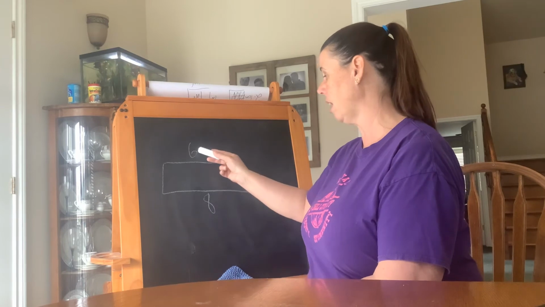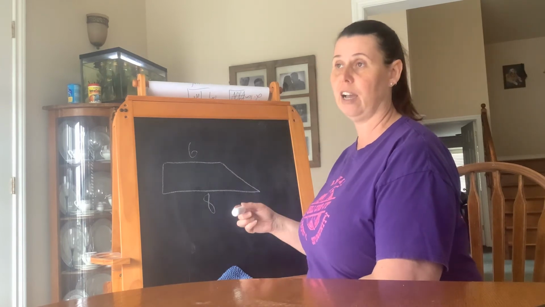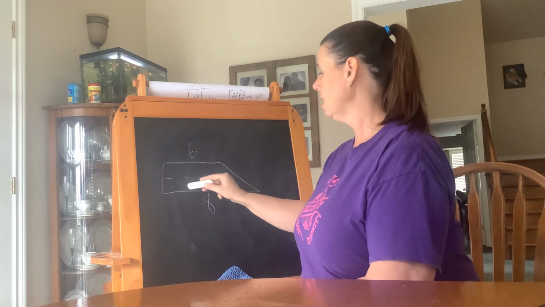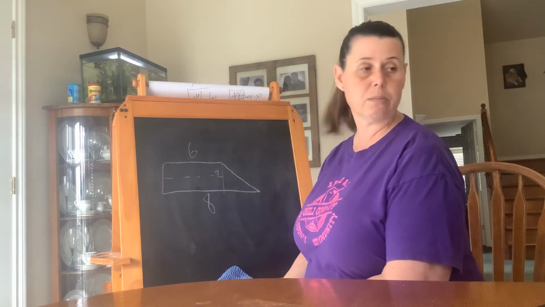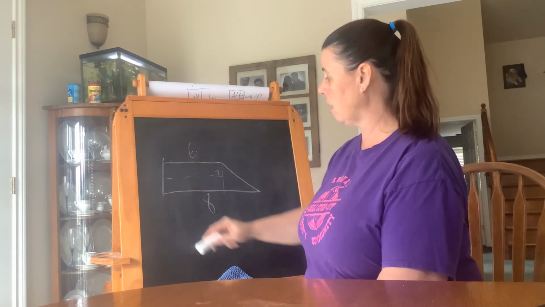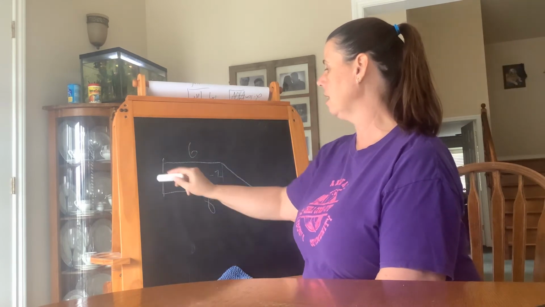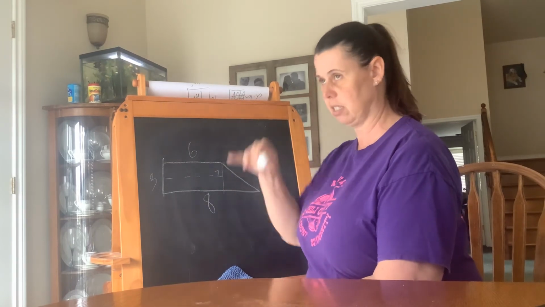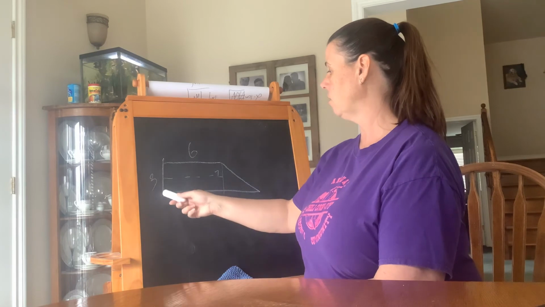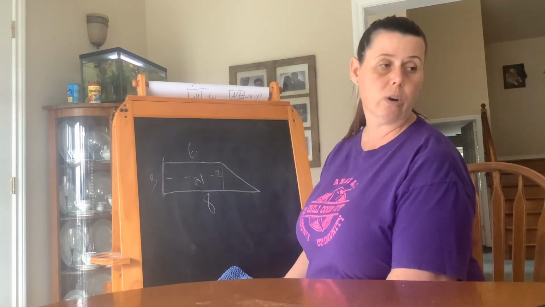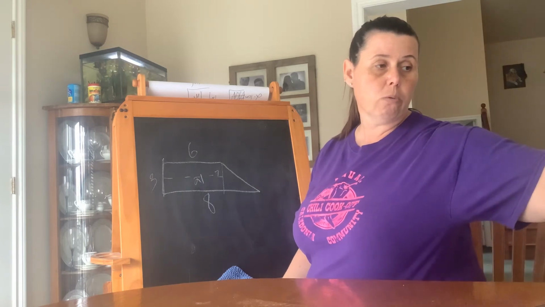But I could add them together. 6 and 8 is 14. Halfway is 7. So the halfway point is 7. So my length is going to be 7, right? Now, it's on graph paper, so they're going to tell me that the height is 3. I can count the boxes to see how high it is. So if it's 3 by 7, that means that the area is 21. Okay? So they're going to walk you through that.